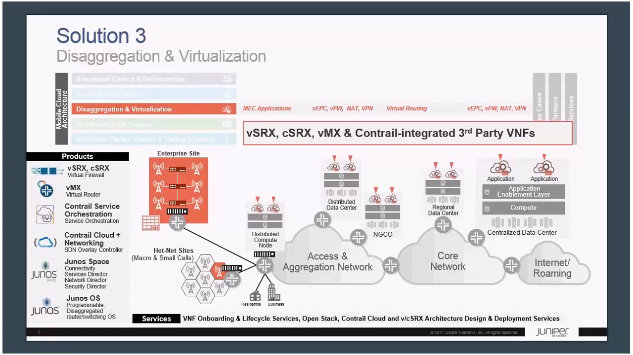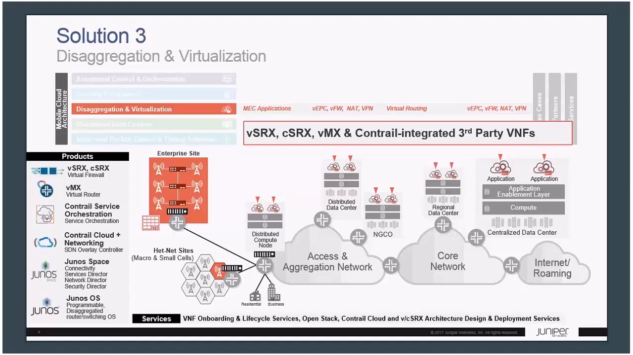Specifically, as I mentioned before, we offer a virtual SRX, that's our virtual security product, CSRX, which is our containerized virtual security product, VMX, which is our virtual router, and also, as I mentioned before, Contrail is integrated with many third-party vendor VNFs, virtual network functions. You can see across the horizontal bar across the top some of the things that we support, specifically called out here: MEC applications, virtual EPC, and this is through a partnership, virtual firewall, NAT, VPN, virtual routing.